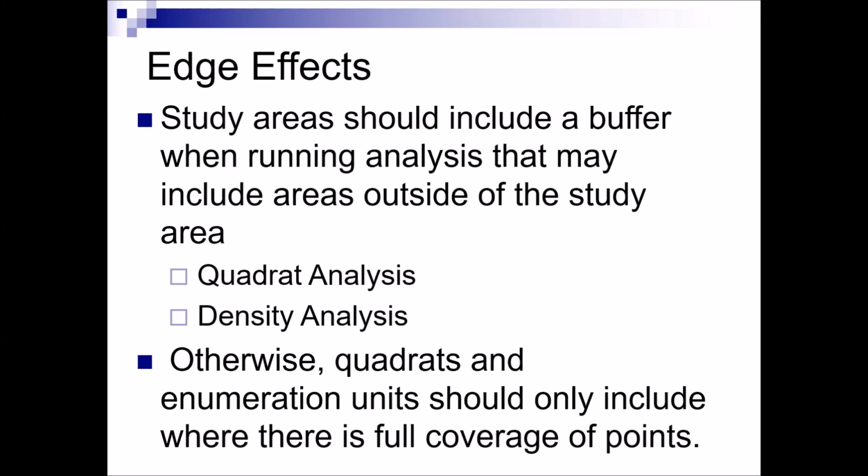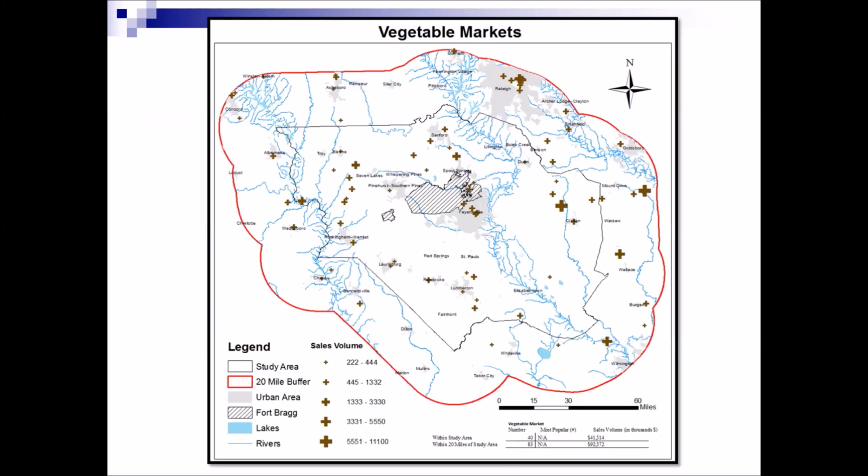So the study area should only include a buffer when running analysis that may include areas outside of the study area, but you might not have available data. This is an example of what we did with our quadrant analysis, where my study area is this 9-county region, but I included a buffer all the way around where we were looking to access the vegetable markets, because in theory, someone who lives in this part of the study area may frequent this vegetable market and travel outside of the study area.